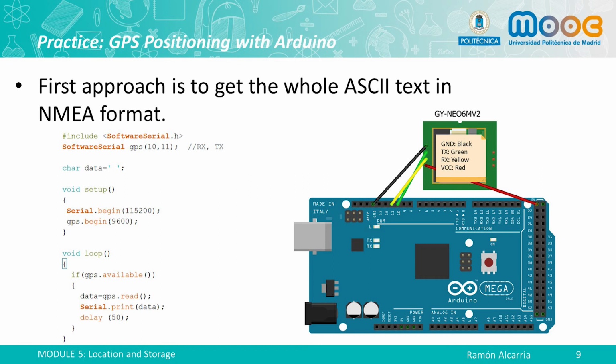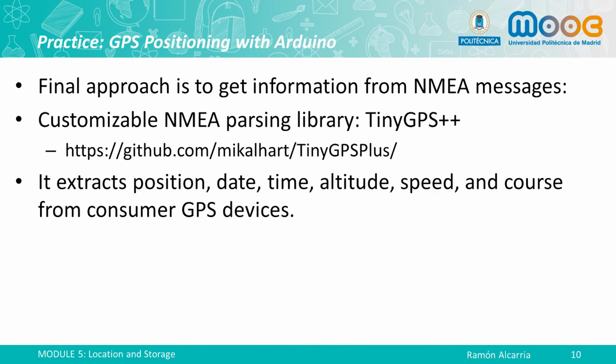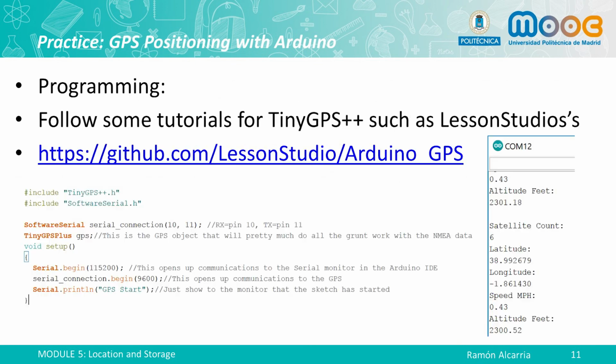As Arduino's reception port must be connected to GPS transmission, that means that transmission in GPS must be wired to pin 10. Finally, we extract information from NMEA messages. To do that, we use a parsing library that is called TinyGPS++, which extracts position, date, time, altitude, speed, and course. Remember to include the library in our sketch.